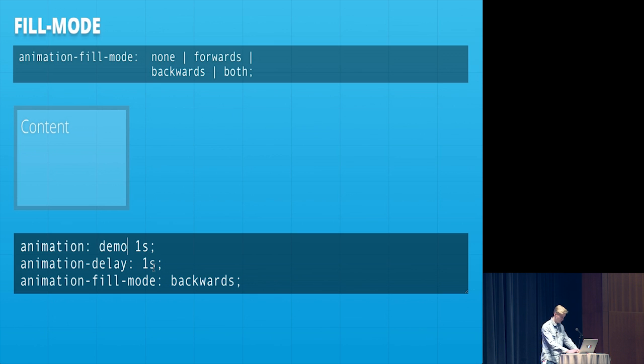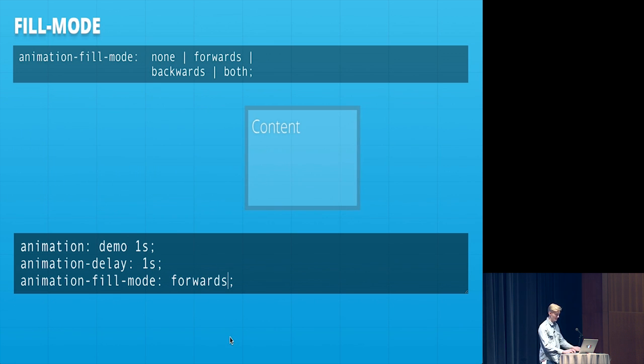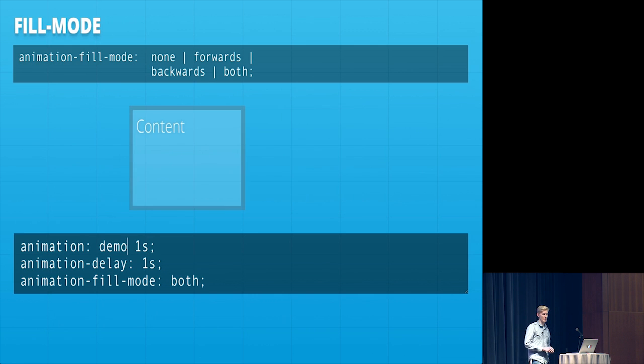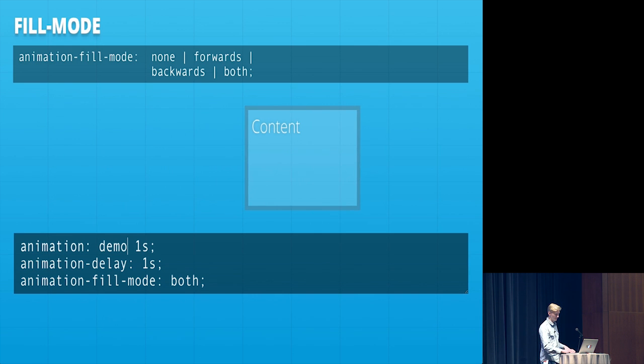And forwards is going to do the opposite, so it's going to retain the last state of the keyframe. And both, well, that does what you'd expect, so it just places it at the first keyframe and leaves it at the last keyframe after the animation.